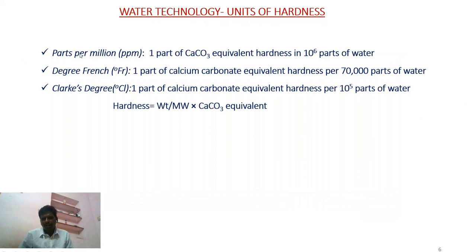Units: hardness can be expressed in ppm, that means 1 by 10 power 6. That means 1 part of calcium carbonate equivalent hardness in 10 power 6 parts of water. Degree French: 1 part of calcium carbonate equivalent hardness per 10 power 5 parts of water. Clark's degree: 1 part of calcium carbonate equivalent hardness per 70,000 parts of water.